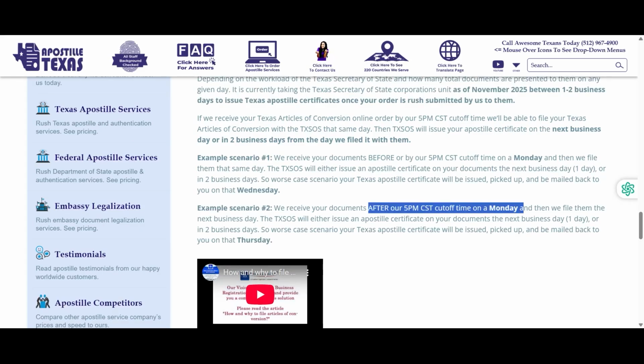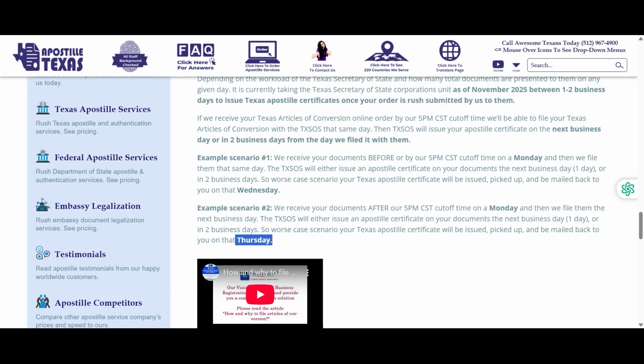And then example number 2, if we receive your documents after our 5 o'clock cutoff time on Monday, we're going to file it the next business day, and then they're going to issue it in 1 day or 2 business days. So best case, worst case in that situation is they're going to do it either Tuesday or Thursday. They could do as late as Thursday. So again, if you order on Monday, the absolute worst case is we'll be able to mail back to you on Thursday, and it could be as quick as Tuesday.